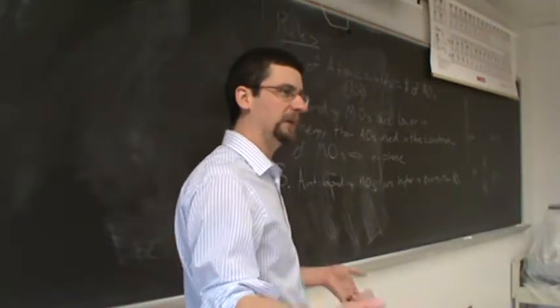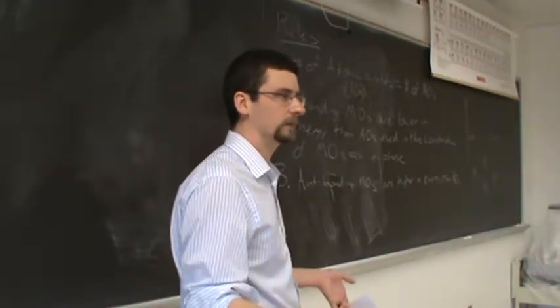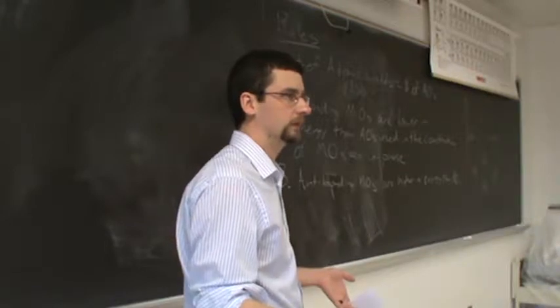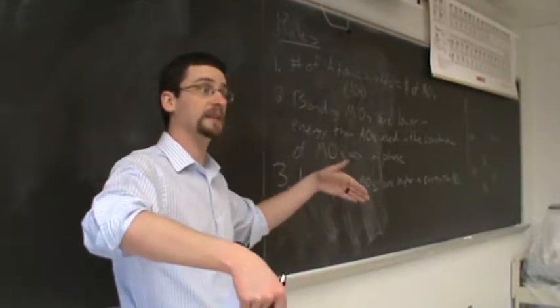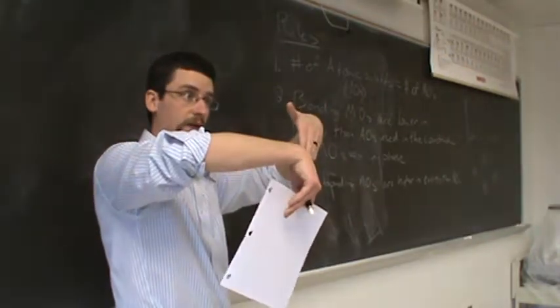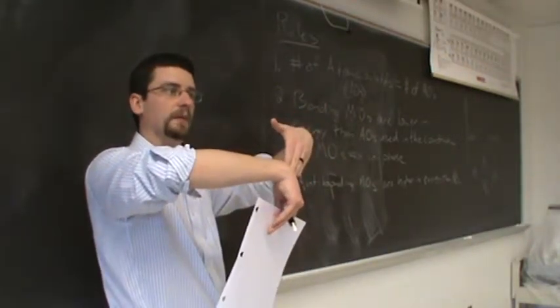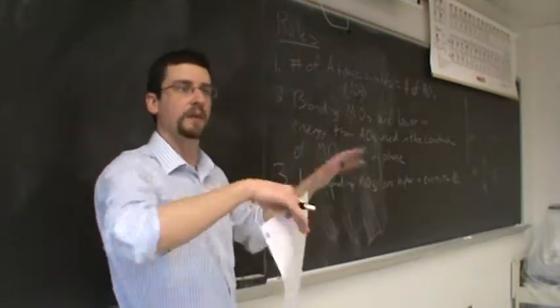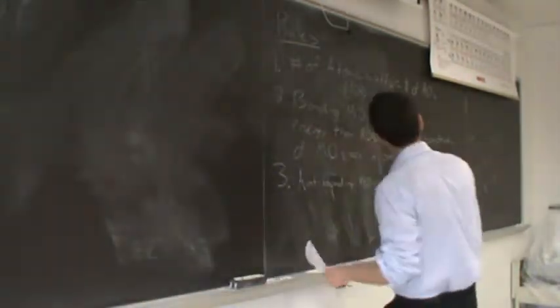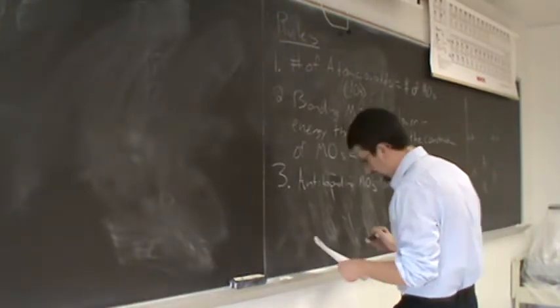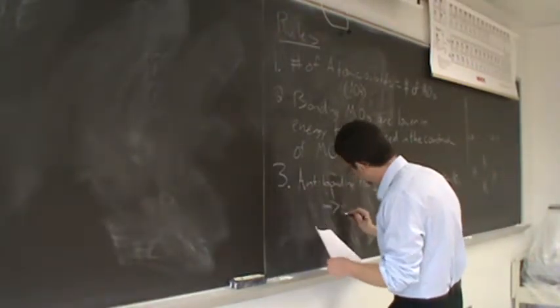What does that mean about their wave functions? They have opposite signs. Yep, so when the waves hit one another, what type of interference do they have? Destructive. So then there's no region of electron density, it's zero. So anti-bonding MOs are higher than AOs, and these are out of phase.